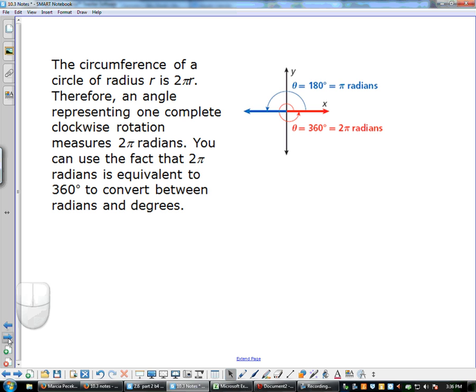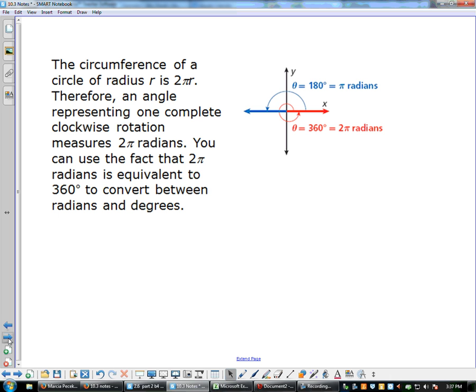Okay, so when we talk about the circumference of a circle of radius r, we would say it's 2 pi r. So that means that if you go all the way around the circle, there are 2 pi radians, or 2 pi of the length of the radius. So therefore, an angle representing one complete clockwise rotation measures 2 pi radians. So you can use the fact that 2 pi radians is equivalent to 360 degrees to convert between radians and degrees.